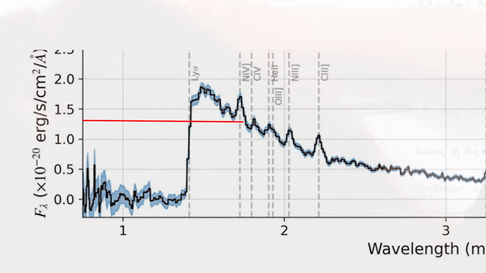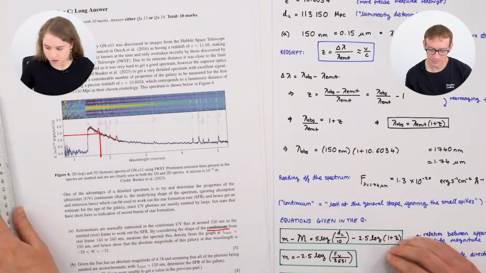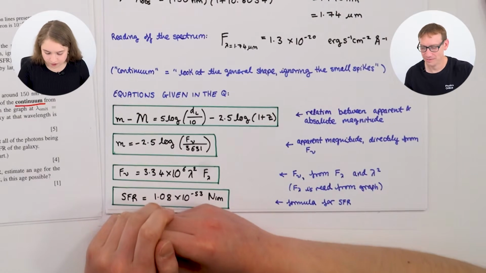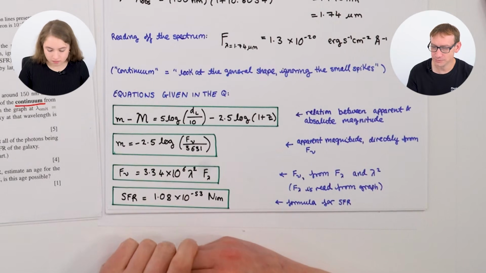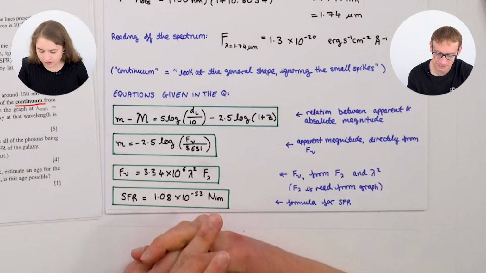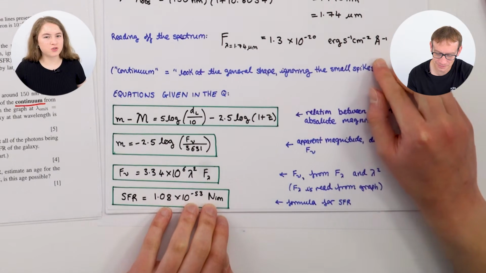And I guess in the marking there's going to be a fair margin of error for the fact that people have to actually take stuff off a graph as well, don't they? There will be a fair margin of error. When I did this and read off the graph, I got that the spectral flux density, F lambda, is 1.3 times 10 to the minus 20 ergs per second per centimeter squared per angstrom.